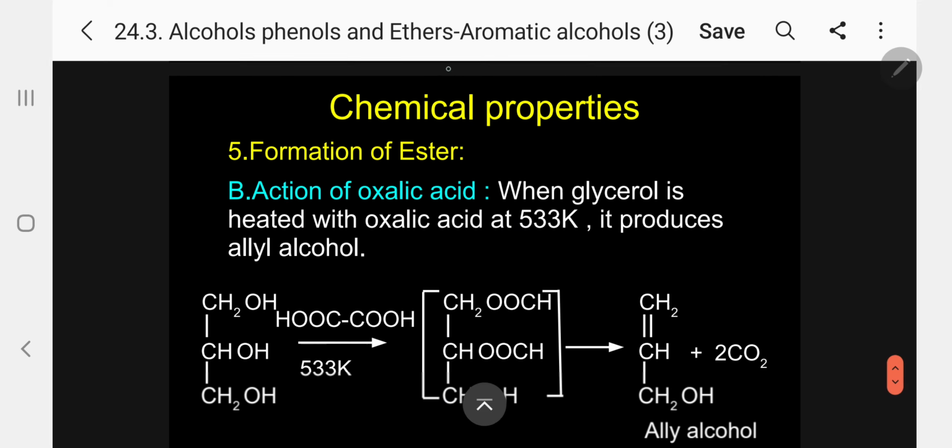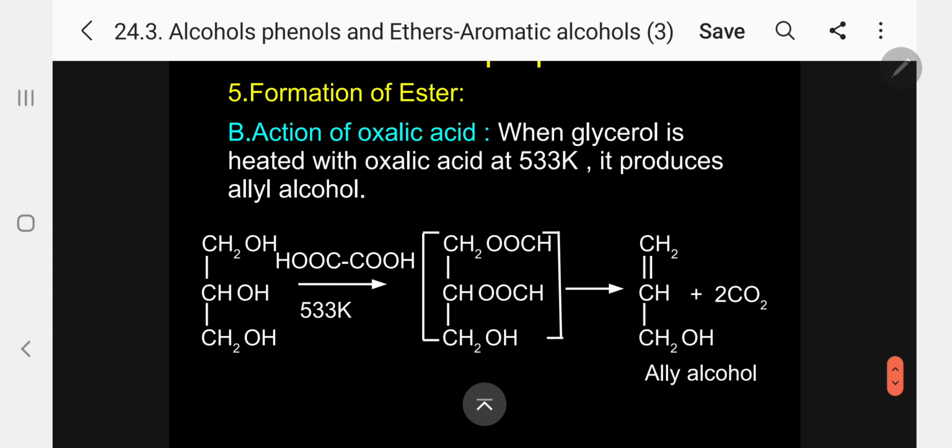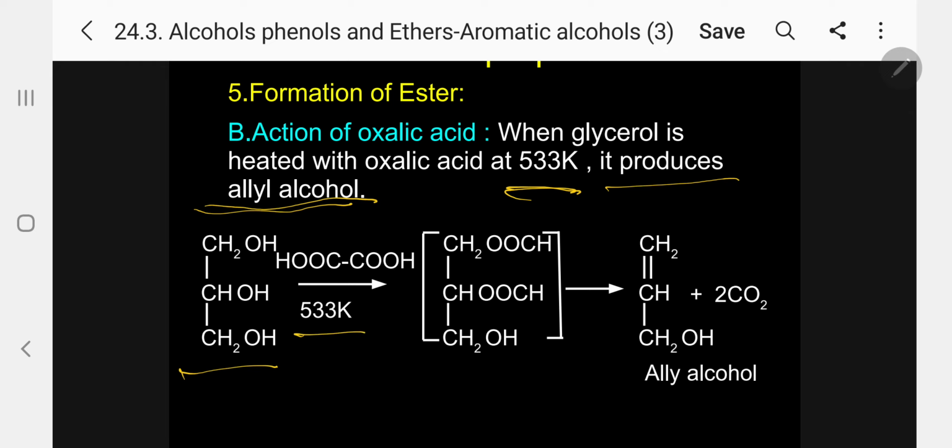Whereas, kindly follow, under the same oxalic acid, but the temperature is 533 Kelvin, high temperature. When glycerol is heated with oxalic acid at 533 Kelvin, it produces allyl alcohol. The first case acid, second case allyl alcohol. See what is happening.